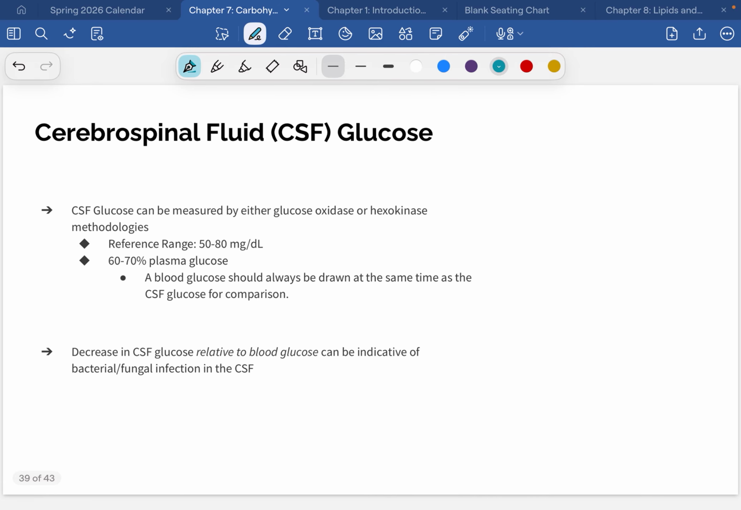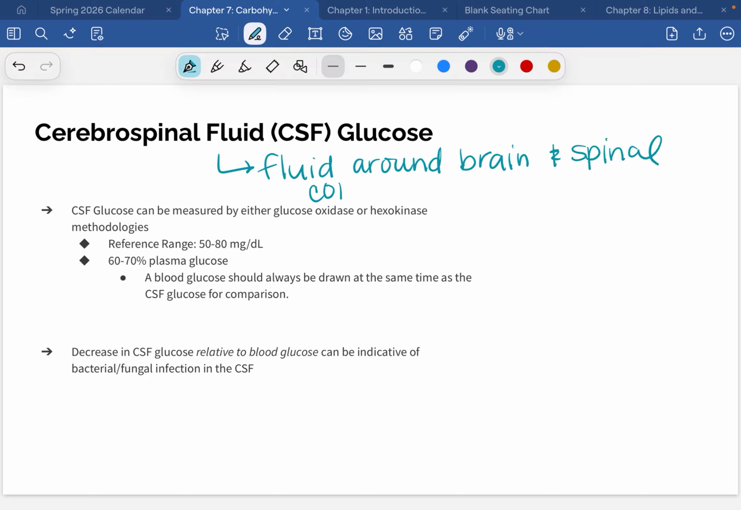Okay. Now I briefly want to talk about cerebral spinal fluid glucose, also known as CSF. Cerebral spinal fluid, if you don't know, is the fluid around your brain and spinal cord. It serves a lot of purposes, but one of the biggest is that it provides some nutrients to your brain, and it also cushions your brain so that your brain doesn't smack the inside of your skull every time you move your head.